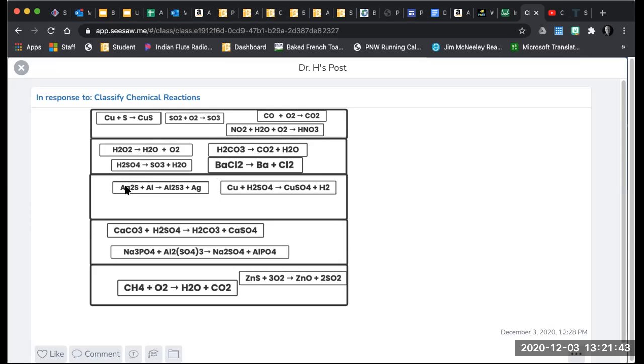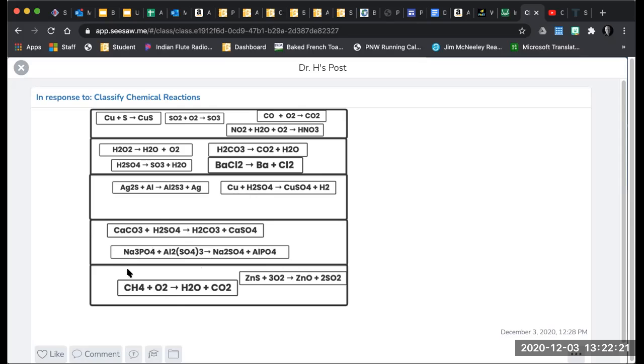The next one, we have a double, silver and sulfur, with a single, aluminum. A double with a single, with a double with a single. So we don't care about the order. We care about double, single, double, single. Double, double, double, double. Both of those are that way. There's aluminum and sulfate, sodium and phosphate. So a double, and we maintain double and double on the other side. That's the fourth pattern.